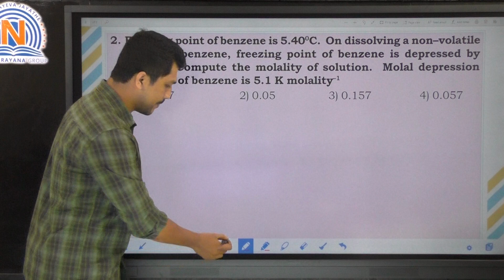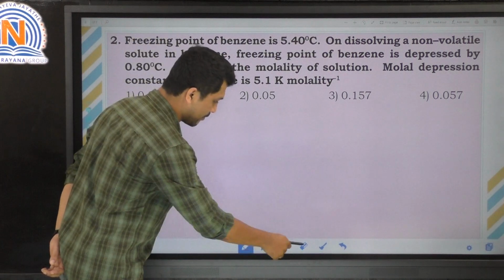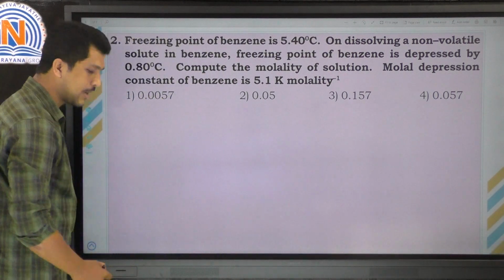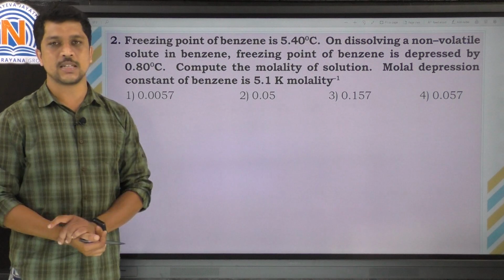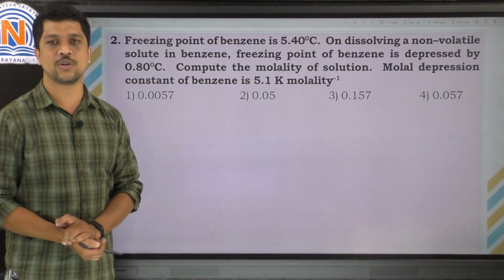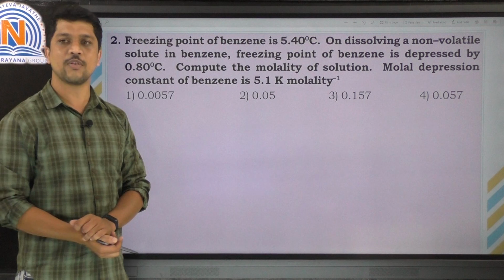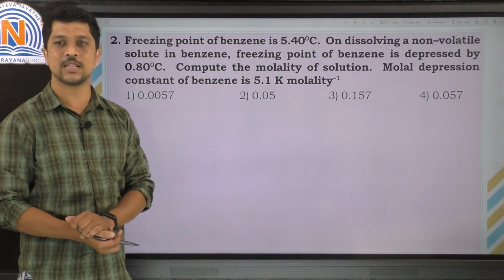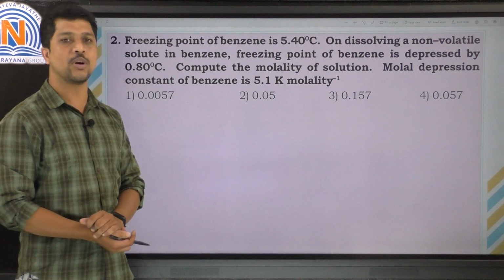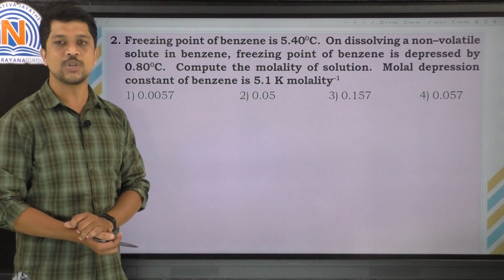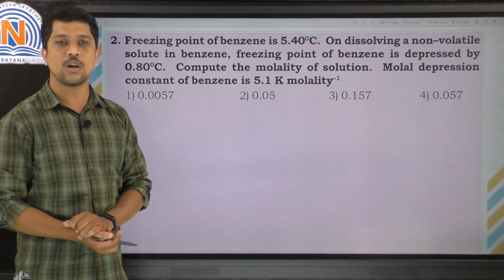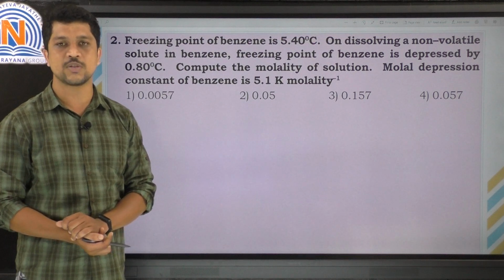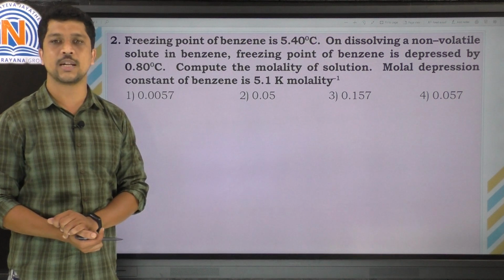Here the question is, the freezing point of benzene is 5.40 degrees centigrade. On dissolving a non-volatile solute in benzene, the freezing point of benzene is depressed by 0.80 centigrade. Compute the molarity of the solution. The molar depression constant of benzene is 5.1 K molarity inverse.